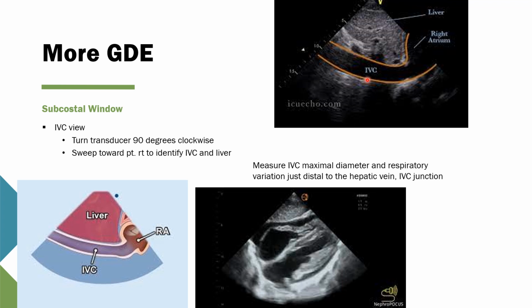So this is an easy area to evaluate, and you can measure the IVC maximal diameter and respiratory variation just distal to the hepatic veins. So right in here is where you're seeing the hepatic veins dump into the IVC. So if you wanted to measure in here, that would demonstrate exactly the dilatation of the IVC.